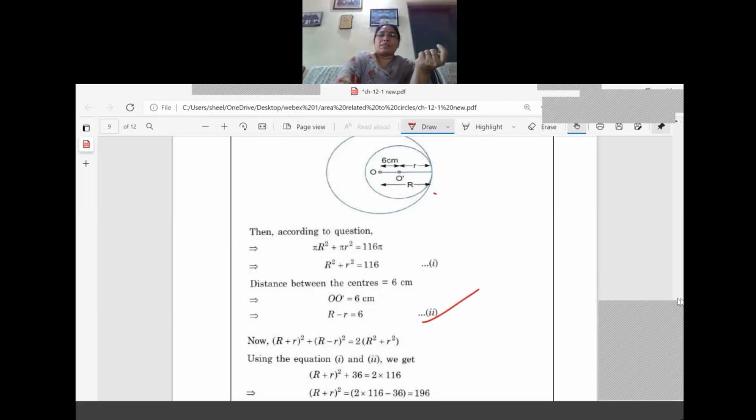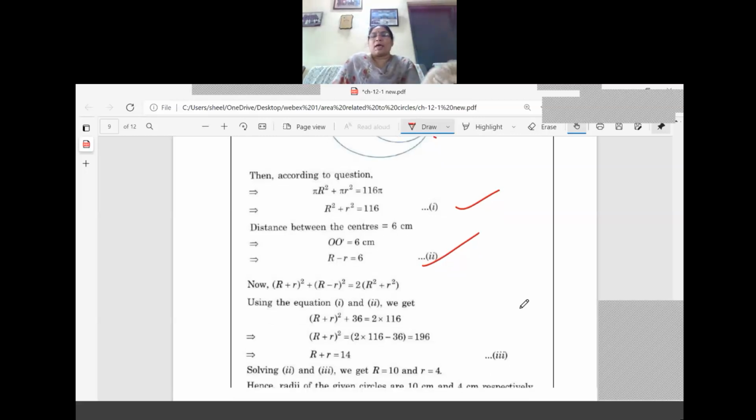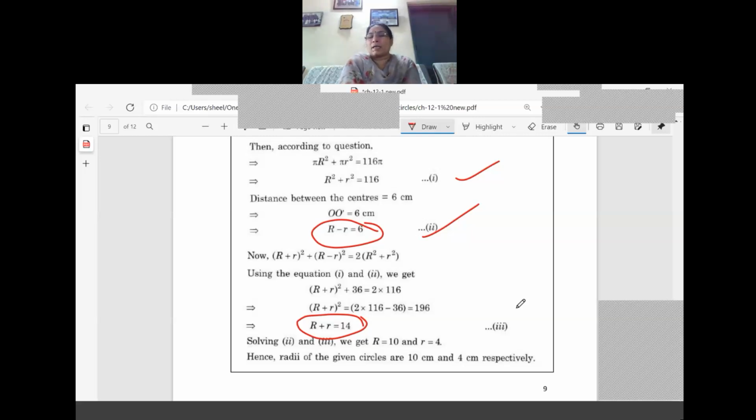So we have two equations now, R square plus r square equal to 116, R minus r equal to 6. Now the same rule, a plus b whole square, a minus b whole square, and solve for R plus r. Since we got here R minus r, from this we should get R plus r. What is the value for R and r? While solving you will get R equal to 10 and r equal to 4. Try to solve, all of you. Elimination and substitution are already studied by yourself. You can go for that one and you will get the answer also, 10 and 4.